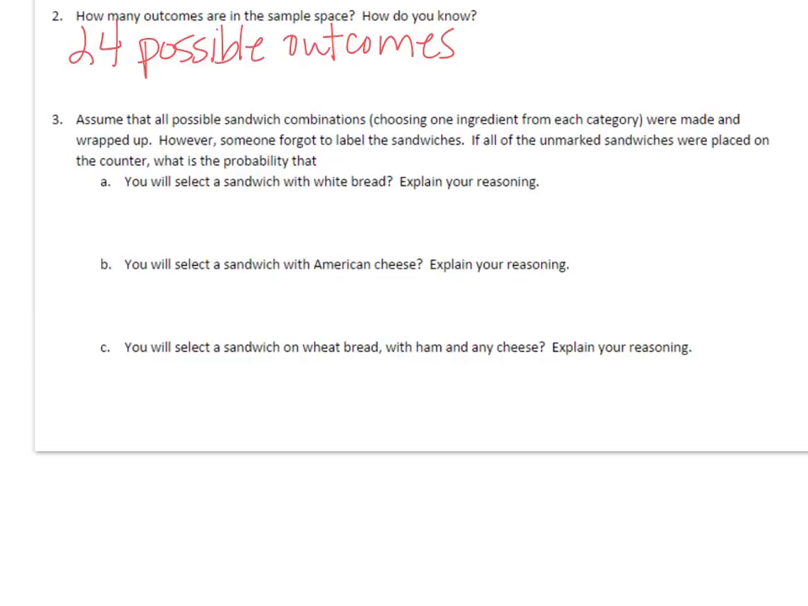Number 3, assume that all possible sandwich combinations, choosing one ingredient from each category, were made and wrapped up. However, someone forgot to label the sandwiches. If all of the unmarked sandwiches were placed on the counter, what is the probability that: A, you will select a sandwich with white bread? Explain your reasoning. B, you will select a sandwich with American cheese. Explain your reasoning. And C, you will select a sandwich on wheat bread with ham and any cheese.